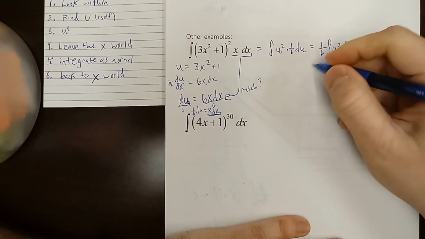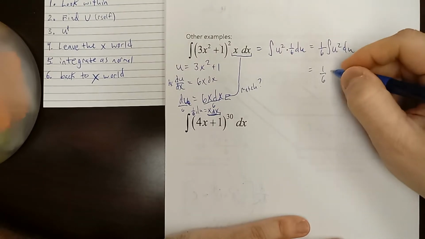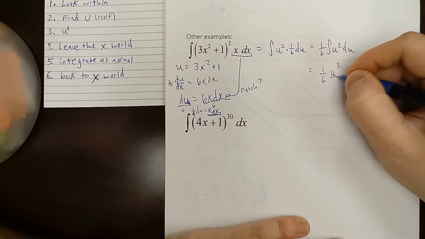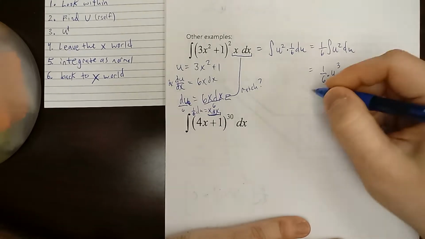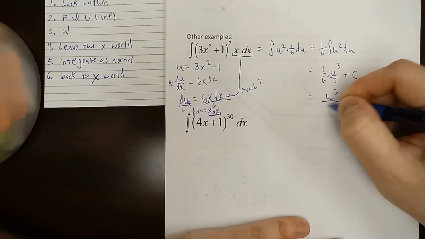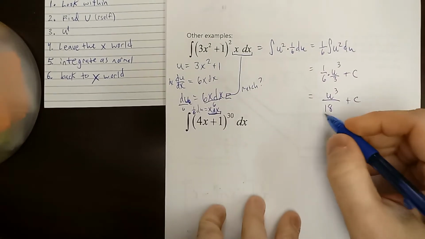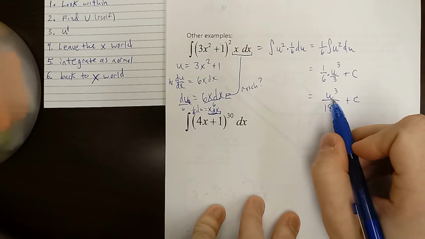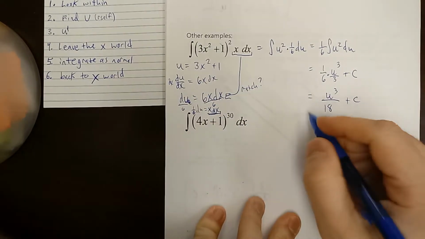I'm completely in the u world. So I've got my 1/6, then we'll add the power, divide by the new power, plus c. So I've got u cubed over 18 plus c. And now all I've got to do is go back to the x world using u is equal to 3x squared plus 1.